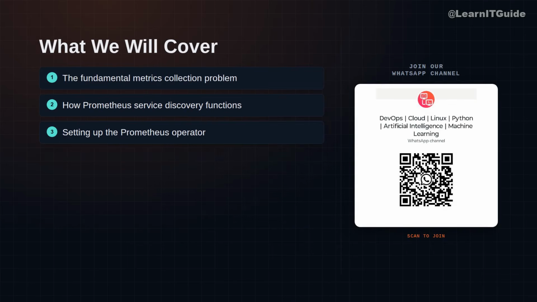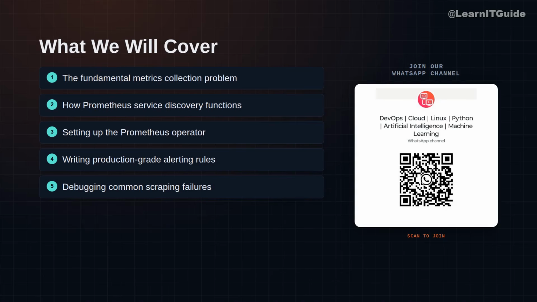Specifically, we will look at the metrics collection problem, how service discovery functions, the Prometheus operator, alerting rules, and finally, how to debug scraping failures. These are the core pillars of a reliable observability stack, so do not skip ahead. Watch all the way through to actually understand this properly.